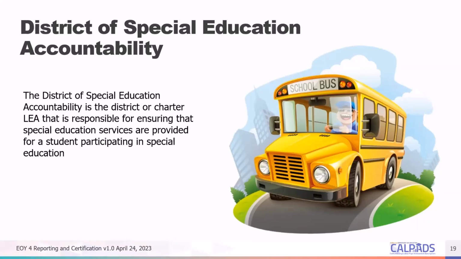And remember, on the dashboard, even if you're the reporting LEA, if you're not the District of Special Education Accountability, that student's indicators are going to show up on the dashboard under the District of Special Education Accountability. So there is an extract, the District of Special Education Accountability extract. For many months, it wasn't working, but now I think it does. So you might want to take that extract and review your students with disabilities and see who the District of Special Education Accountability is and if that's correct.